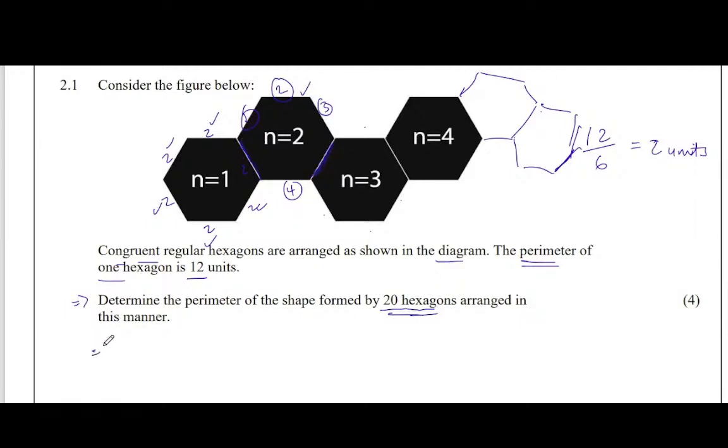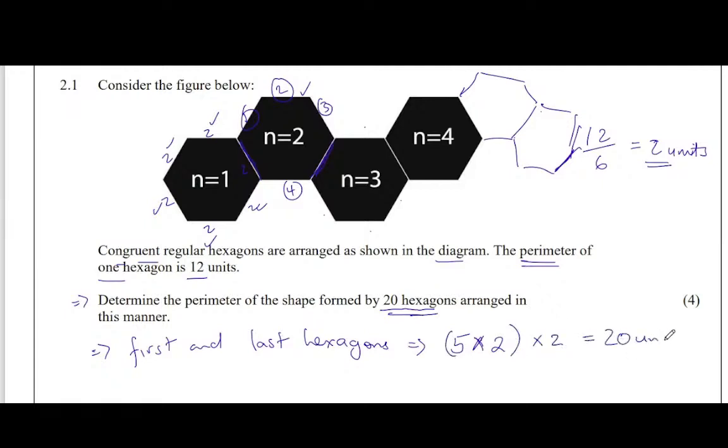So my approach would be, I would look at, let's say, the first and the last hexagons. The first and the last hexagons, what will be the perimeter? Okay, since we know that the first is having 5 sides that are open, so it's going to be 5 times 2, because each side is 2 units. And then since we're looking at 2 of them, the first and the last, I'll multiply this by 2 again. So this is going to give me 20 units since it's perimeter.